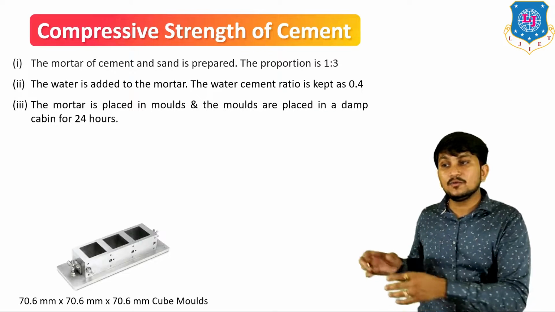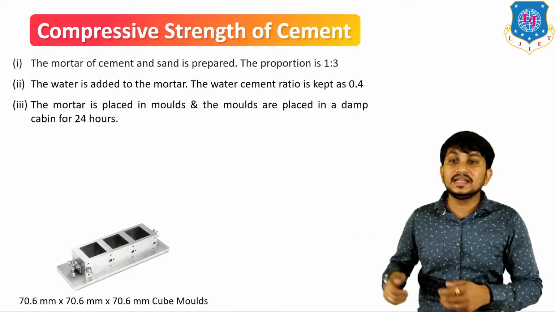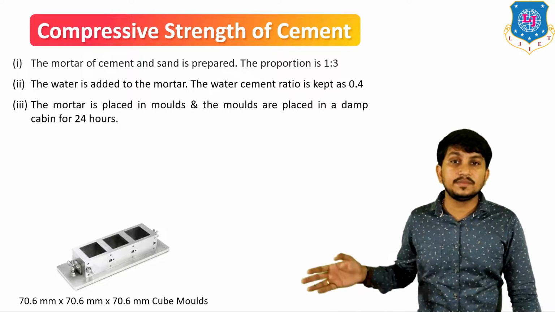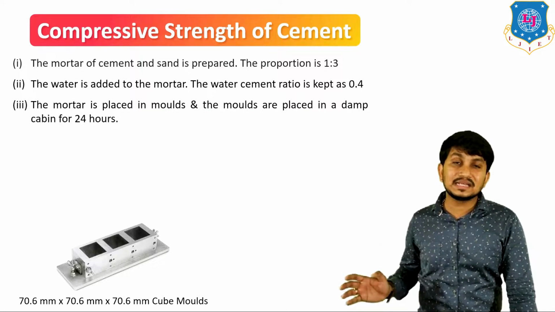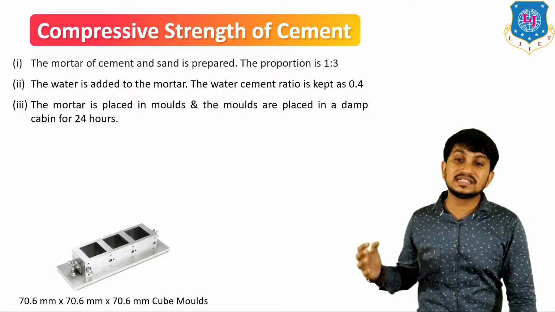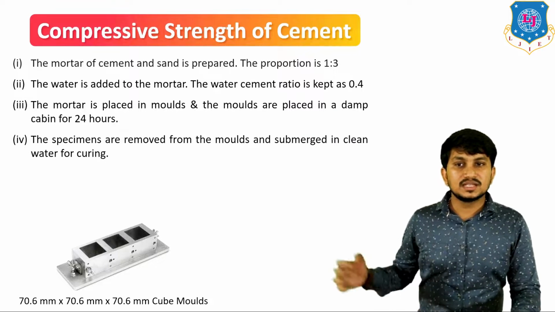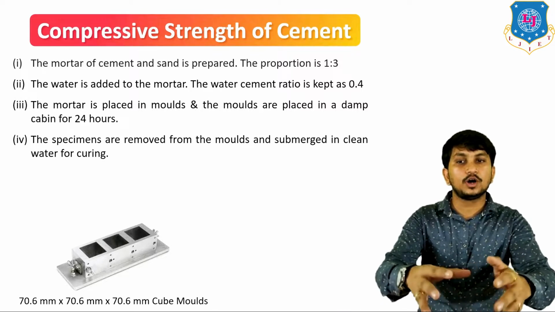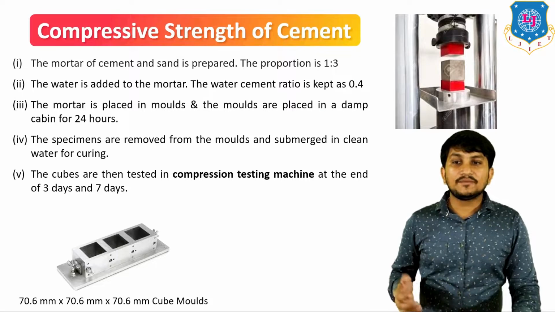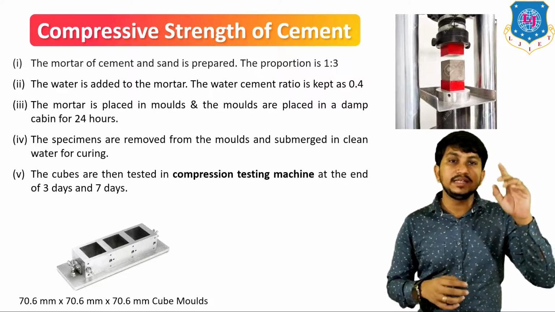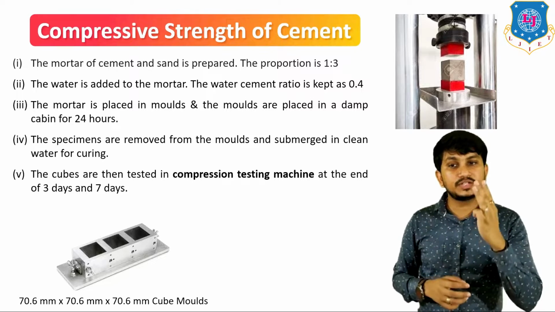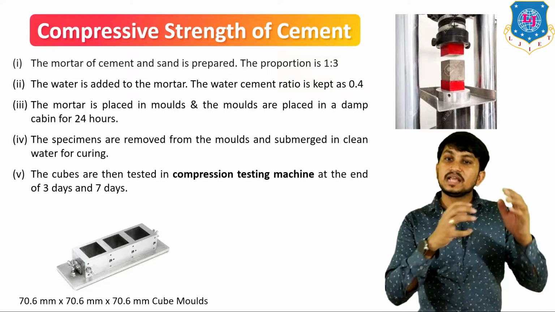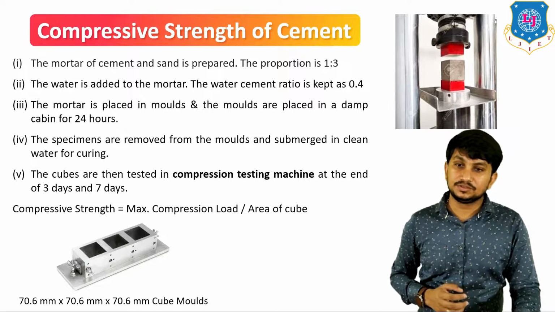This mortar is placed in various molds, and the molds are placed in a damp cabin for 24 hours. The molds used for compressive strength of cement are 70.6 mm by 70.6 mm by 70.6 mm cube molds. The specimens are then removed from the molds and submerged in clean water for curing. After curing, the cubes are tested in the compression testing machine at the end of 3 days, 7 days and 28 days. This is how you can calculate the compressive strength of the cement.